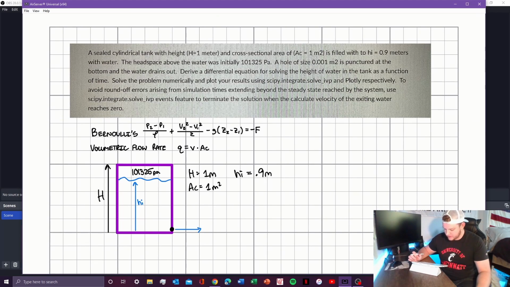And what we need to do is derive a differential equation for solving the height of the water in the tank as a function of time. And then once we derive that, we're going to solve it numerically in Colaboratory. So let's define a couple other variables here.